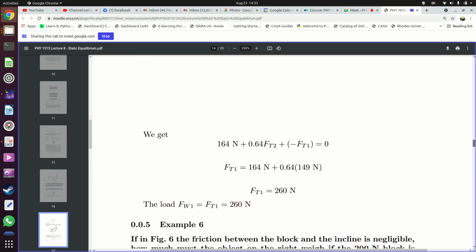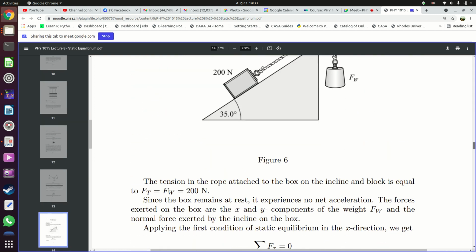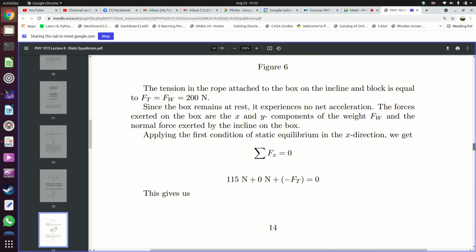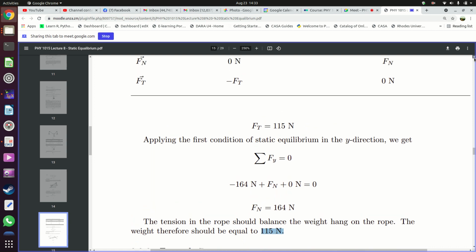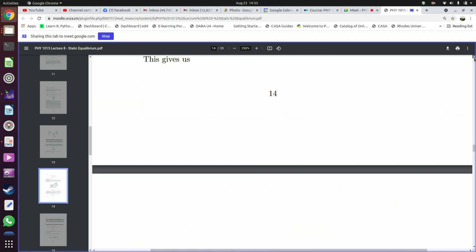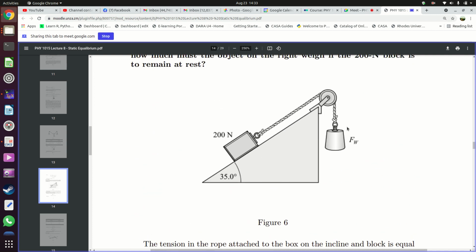Where is that? Here. The tension was already found to be 115. So at the end of the day, you come to the conclusion that the weight of the object needs to be 115 for the object to balance. Are we clear? So there needs to be another small table created for this part. So just copy the one which we have up there.